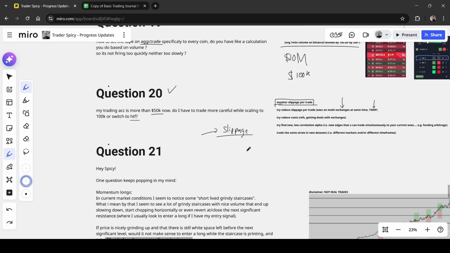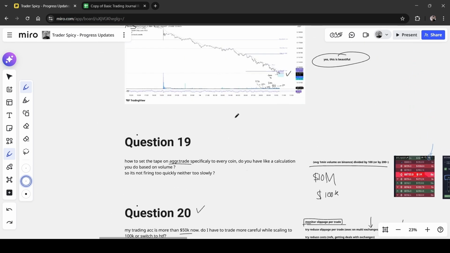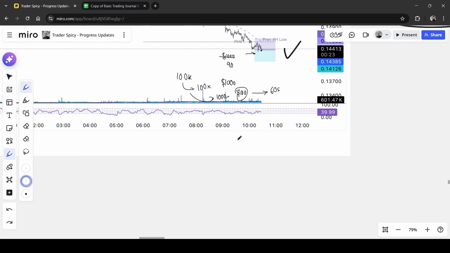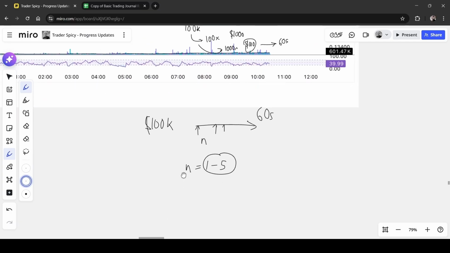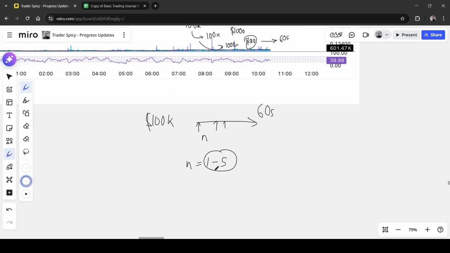Then I'm pretty sure there are tools where you could randomize your orders to make it harder to detect that there's a TWAP. So it could be, I'm going to execute a 100K position over the next 60 seconds, but the timing of the orders isn't going to be every 1 second. It's going to be every n seconds, where n is a number between 1 and 5, and it's randomized. And also the position size is going to be a random number between 100 and, let's say, 1,000.